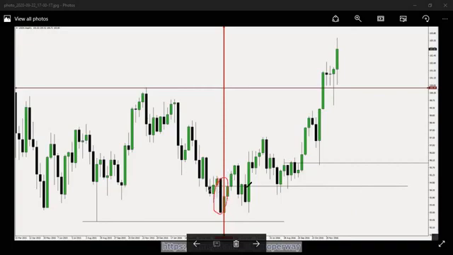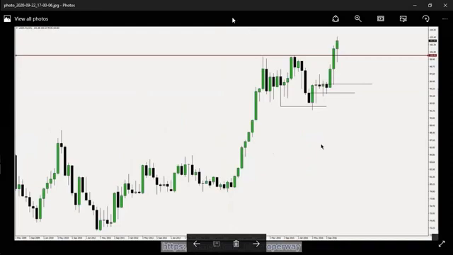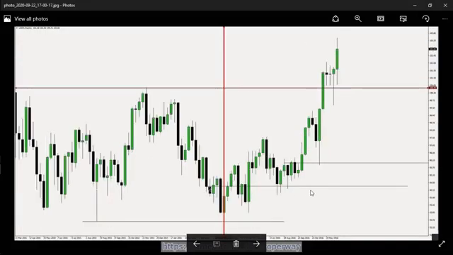Okay, and you see this line here, this one. This is the monthly order block that I showed you last time. That's the monthly order block, this one here. That's the monthly order block. So it's this line here, this one. So now on the weekly, we have a higher high and a higher low. Okay, return to this order block.